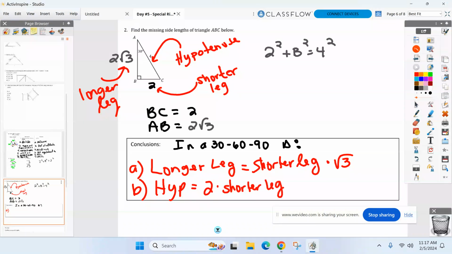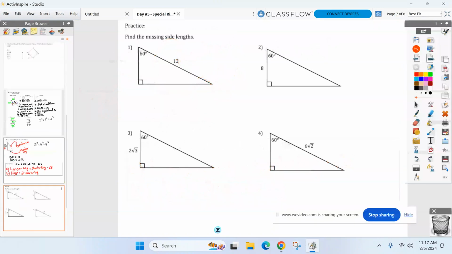And there they are. A little bit more involved than Friday's 45, 45, 90. All right, a little more involved. I just did 2 examples with period 3 and I let them do the rest. So I'll do the same thing with you guys. All right, let's look at my first 30, 60, 90.